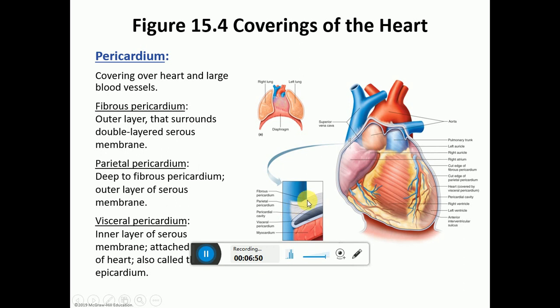Now, surrounding or superficial to the parietal pericardium is what is known as the fibrous pericardium. It's made out of dense connective tissue, and all of that is surrounded by fat. Again, like I said, the heart is an important organ, so you have several layers covering it.